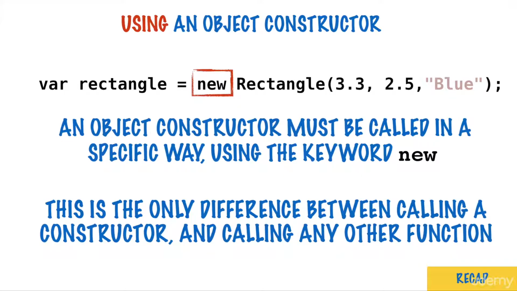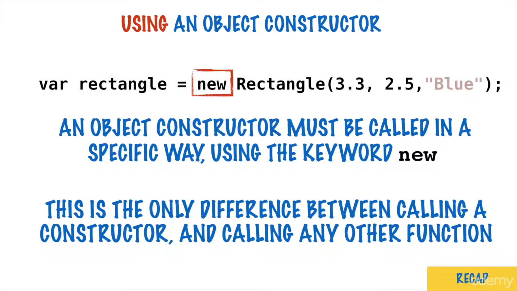The reason this keyword is needed is that the only difference between calling a constructor and a regular function is this keyword new. This keyword new is what tells the JavaScript interpreter that this is actually an object constructor. It's not any other function call. This new keyword is the sign to the JavaScript interpreter. And what does the JavaScript interpreter do when it sees this new keyword?